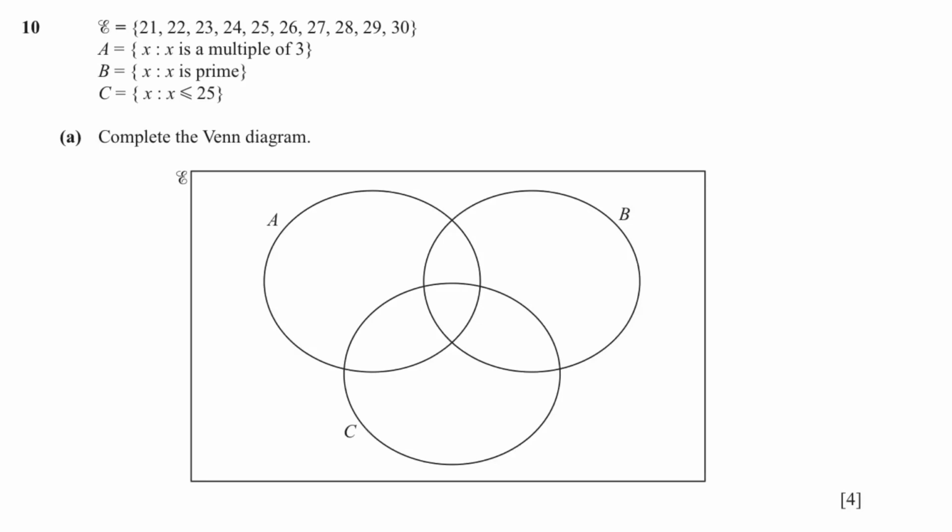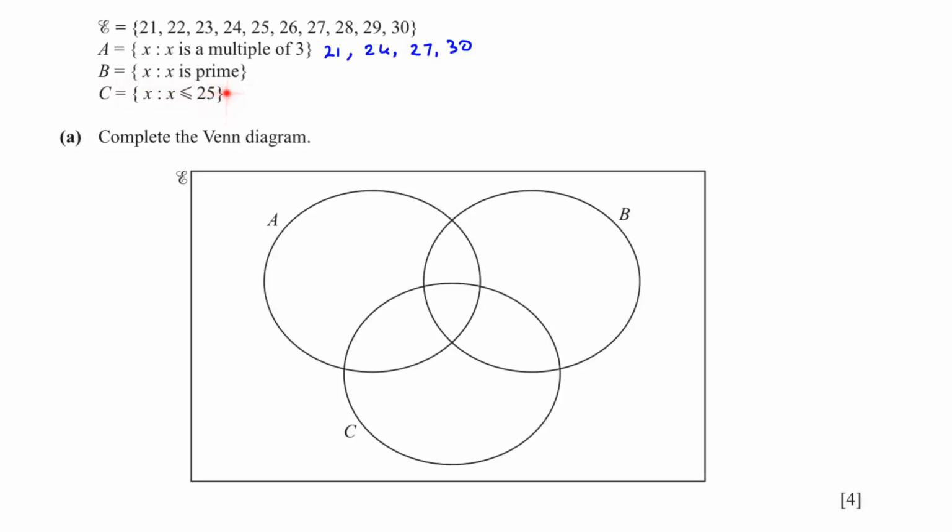Question number 10. We have been given a universal set from 21 to 30, which is further subdivided into sets A, B, and C. Set A has multiples of 3. So from here, which are the multiples of 3? We have 21, 24, 27, and 30. Multiples means which is divisible by 3. It's in the 3 times table.